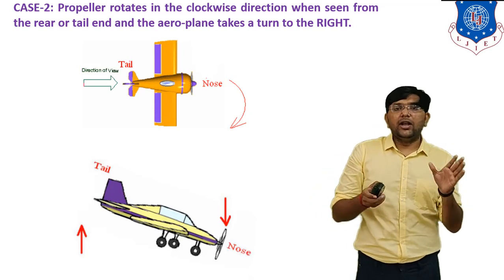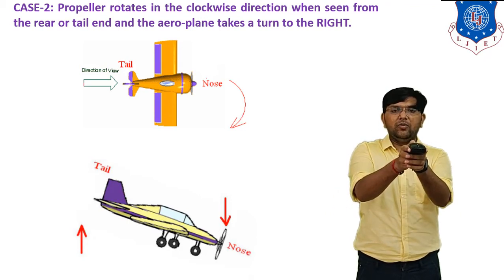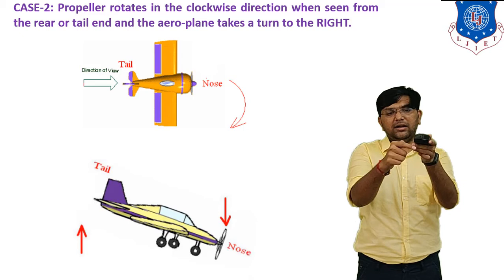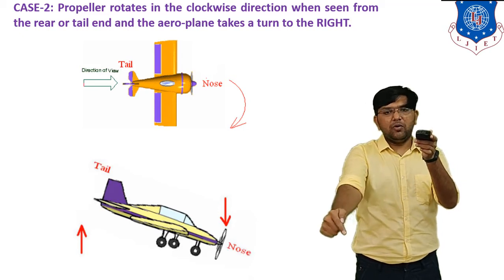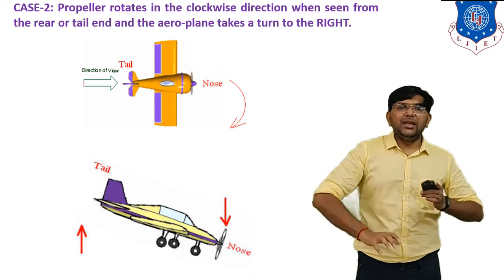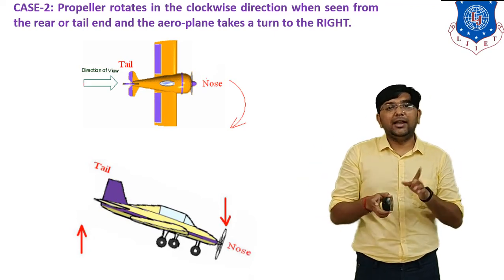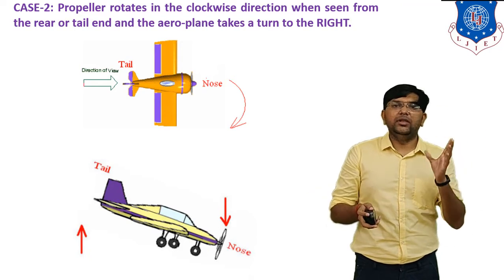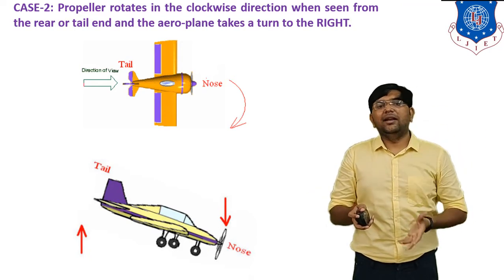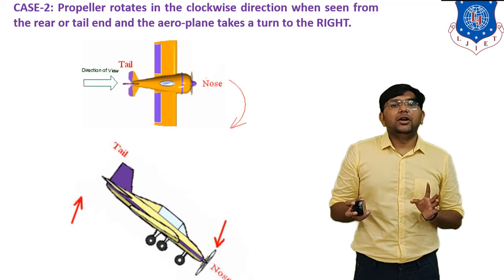Clear? Now the body tries to move in the direction of the resultant force. So this is the aeroplane. The aeroplane tries to take a right turn, but the resultant force direction is downward. So the aeroplane tries to move in the downward direction. That means the nose end of the aeroplane tries to move downward, and the tail end of the aeroplane tries to move upward. You see this effect in this figure. Clear? So this is case number 2.